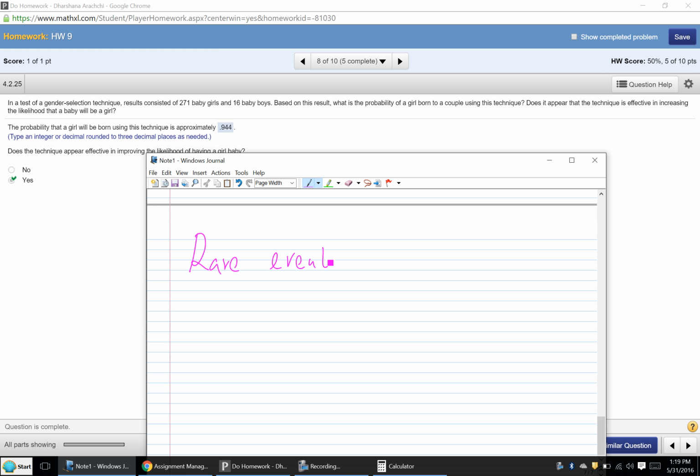Rare event rule. If the probability of a certain event occurring is less than or equal to 0.05, then we say that event is a rare event. Rare means that most likely that event would not happen.